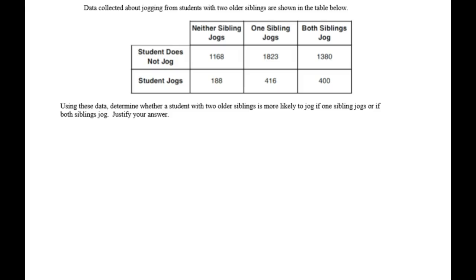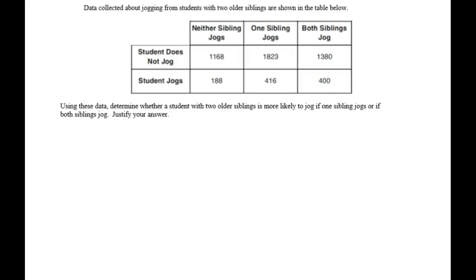Next, we're going to go through a few examples of where we use a two-way frequency table to find some information. So in this example, data was collected about jogging from students with two older siblings, and that is shown in the table below. We can see along the left side, student does not jog versus the students that do jog. And then across the top, we can see what their siblings did. So in this case, neither sibling jogs, one sibling jogs, and both siblings jog. And then we can see the amounts from that survey that are in each category.